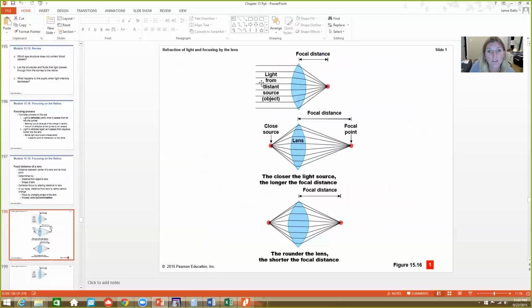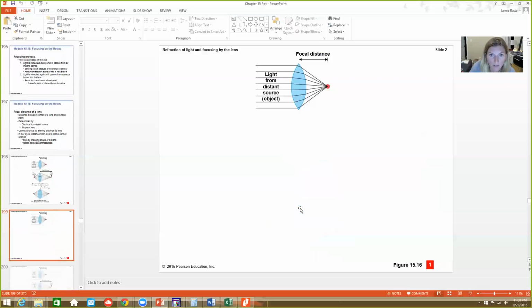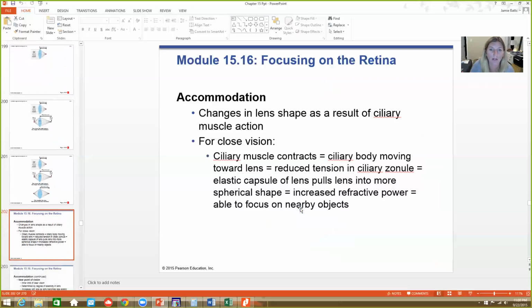So in this image, you can see the light from a different source needs to be focused on this red dot, which is our focal point, the fovea centralis. Check out the shape of our lens. But when we're looking at something that's very close, our lens may have to change shape in order to get all of that light to be focused on the focal point. Or if we're looking at something that's further away, it might need to plump up. And so let's talk about how accommodation happens. It's basically the result of the ciliary muscle action.